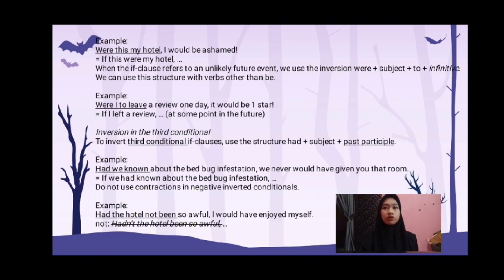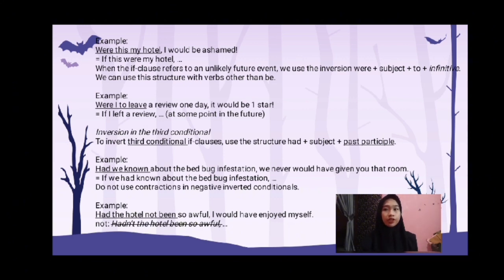When the if clause refers to an unlikely future event, we use the inversion were plus subject plus to plus infinitive. We can use this structure with verbs other than be. Example: were I to leave a review one day, it would be 1 star. Same as: if I left a review at some point in the future.